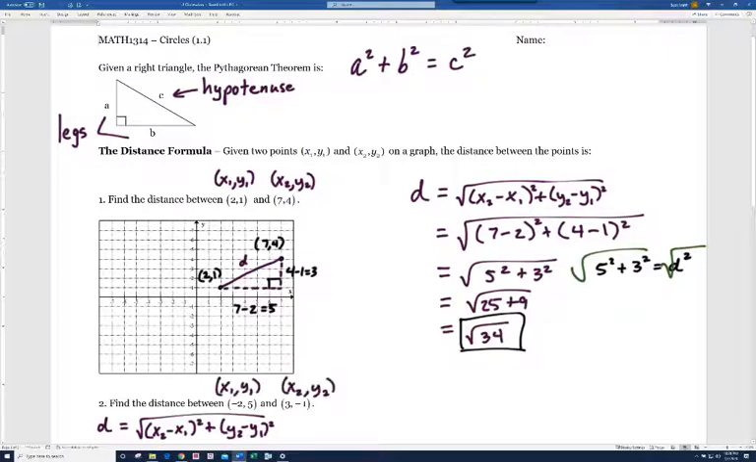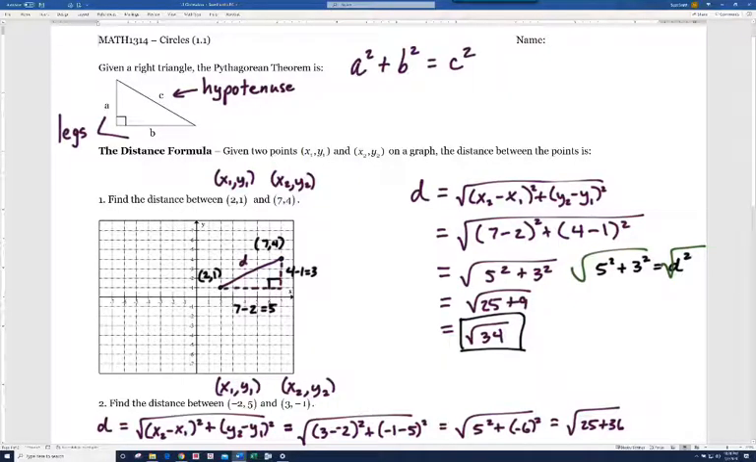When you plug in the numbers here, you should get the square root of (3 minus negative 2) squared plus (negative 1 minus 5) squared. You end up with 5 squared plus negative 6 squared. Again, when you square a negative, negative 6 times negative 6, you're going to get a positive. So it really doesn't matter whether we're positive or negative. When we square, we're going to get a positive. So you get the square root of 25 plus 36, which is the square root of 61. All right, let's move to the next slide.